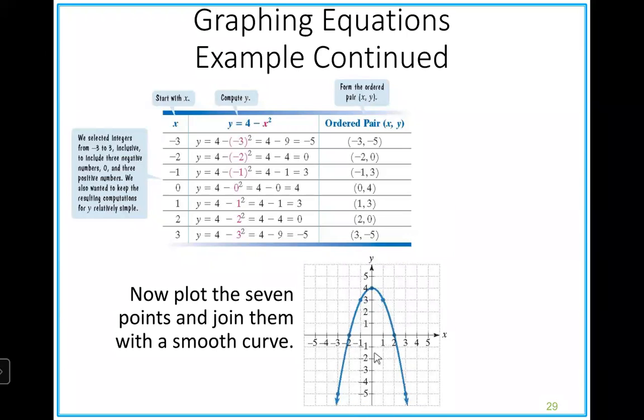And so this type of graph is called a parabolic graph, okay? Because of the shape. P-A-R-A-B-O-L-A. And all quadratic equations form this type of graph. So once you see a graph like this, you know you have a quadratic equation, where you're looking at the x being squared, x squared. The highest power of the variable is 2.